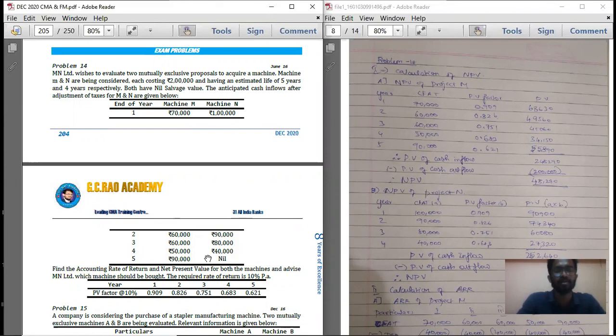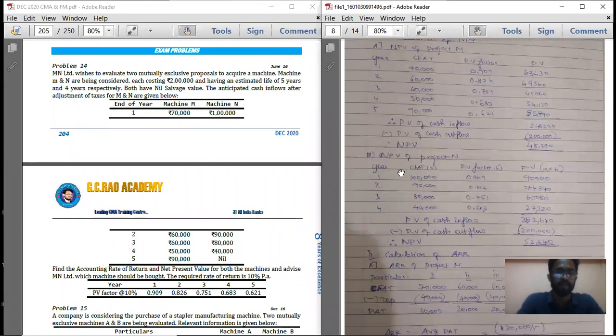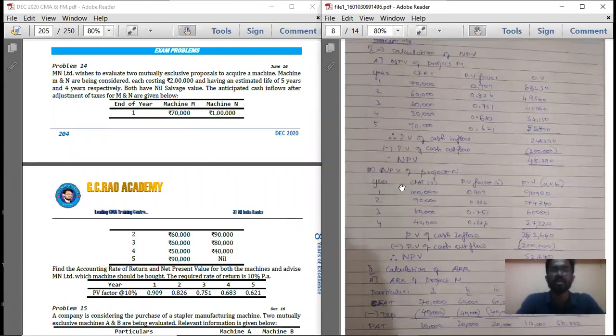So you should compare both the projects using NPV and the ARR, and you should tell which is the best option. We should evaluate the options. So that is what is asked in problem number 14.